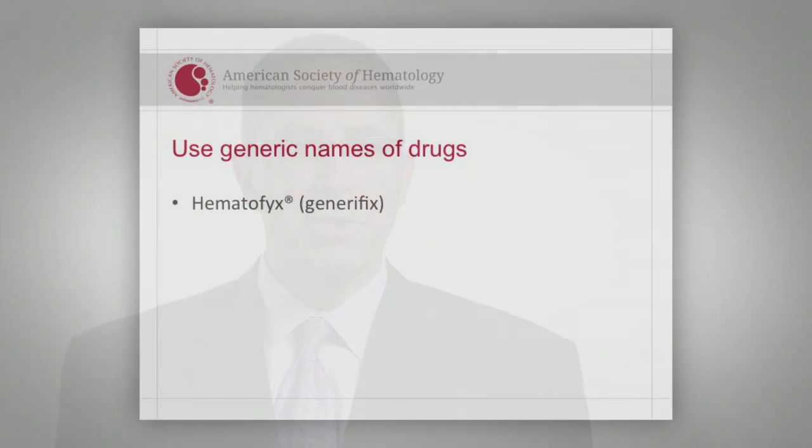on that disclosure slide long enough for the audience to read it, and follow any specific instructions you've received from ASH about oral disclosures. Be very clear in your presentation to indicate when you are discussing off-label uses of a drug, and always use generic names of drugs on your slides. If you must refer to a brand name drug, place the generic name beside it in parentheses.